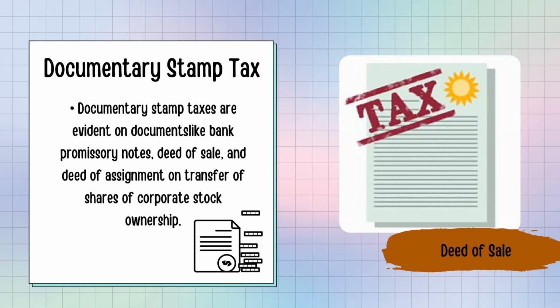Stamp taxes are evident on documents like bank promissory notes, deed of sale, and deed of assignment on transfer of shares of corporate stock ownership. It means that documentary taxes are taxes imposed on people or transactions that are considered as evidence, like what is happening in the BIR when having a transaction on selling properties like a house or land.